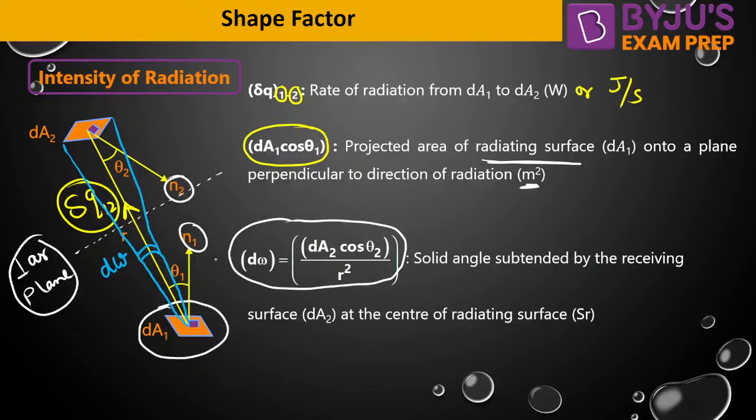So dA2 cos theta 2 upon r square represents the solid angle subtended by the receiving surface at the center of the radiating surface, and the unit is steradian, SR. Is this clear? So the ratio of rate of radiation per unit projected area of the radiating surface per unit solid angle is nothing but the intensity of radiation, that is watt per meter square steradian.